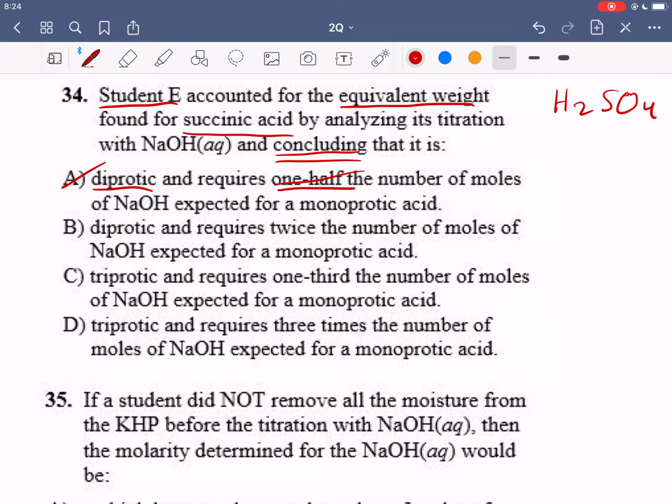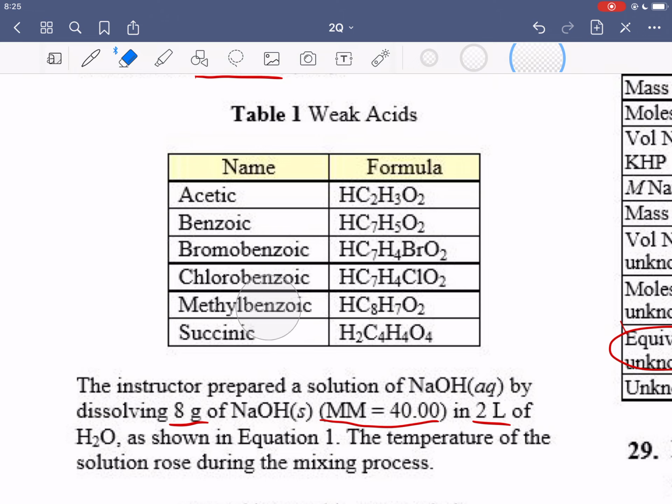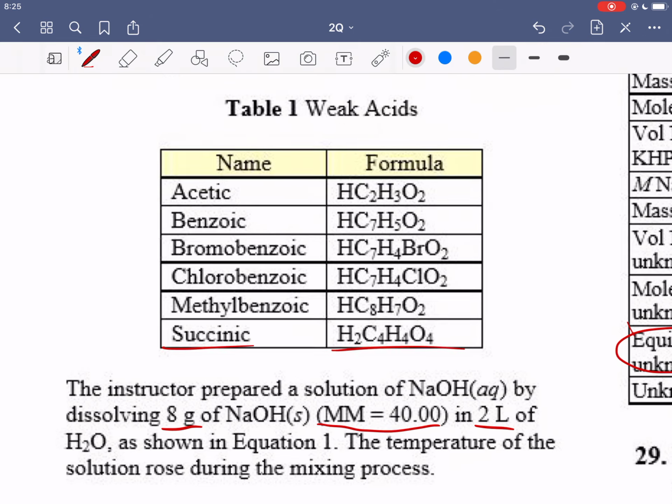Same thing with answer option C. If something were triprotic, it would release 3 equivalents of protons. So you need 3 times as much NaOH so that you have OH minus to neutralize it. It wouldn't be a third. I just want to remove those answer options first because of the logic. And then when I come over here and I actually start looking at succinic acid, that's the last one in the table. I kind of hinted at this before.